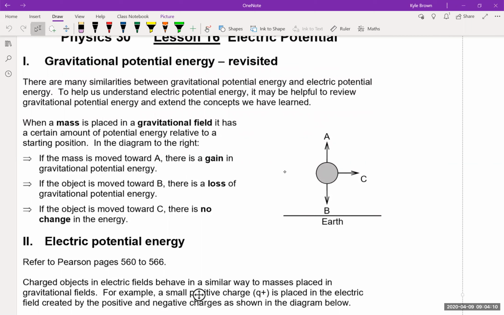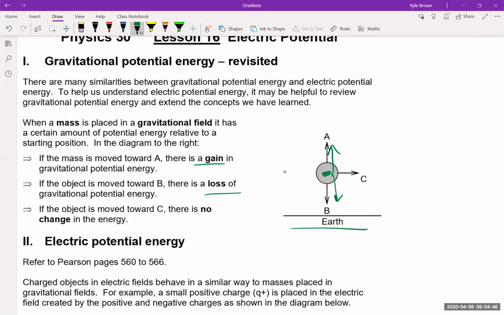So if we had some mass, we've done this quite a lot. If this is the Earth and I lift this thing up to point A, then I'm giving it gravitational potential energy. I'm giving it more energy. I'm doing work on the object to give it more potential energy. So if I move the mass toward A, there's a gain in gravitational potential energy. If I move the object toward B, if I move it back down, there's going to be a loss in potential energy.